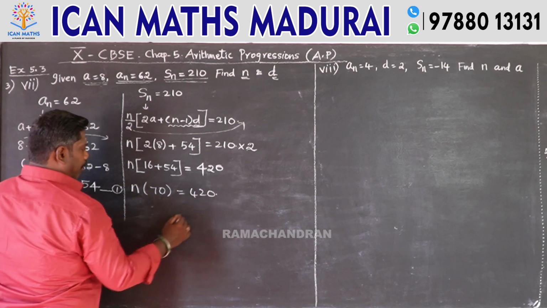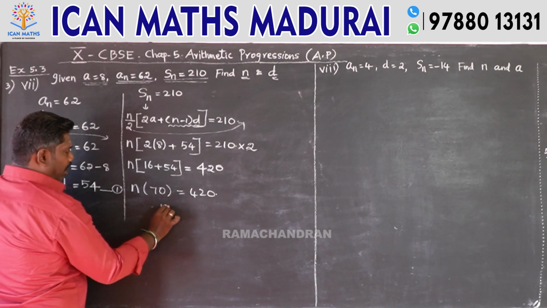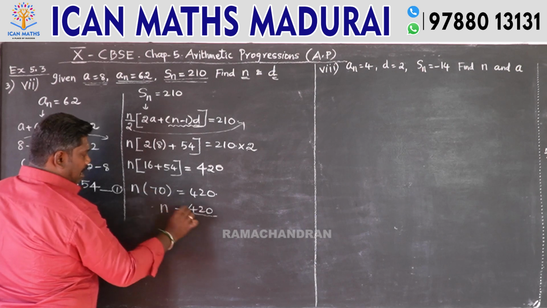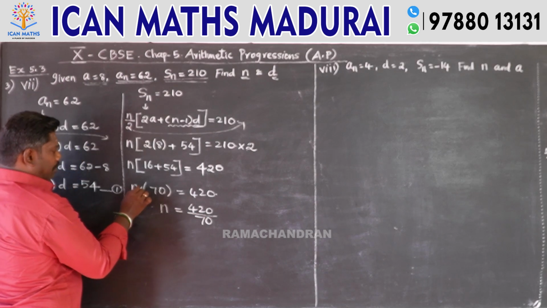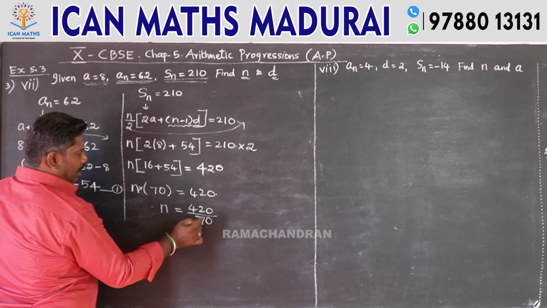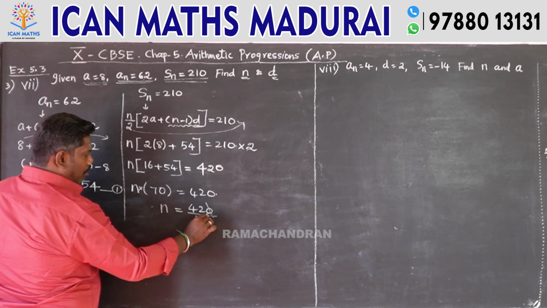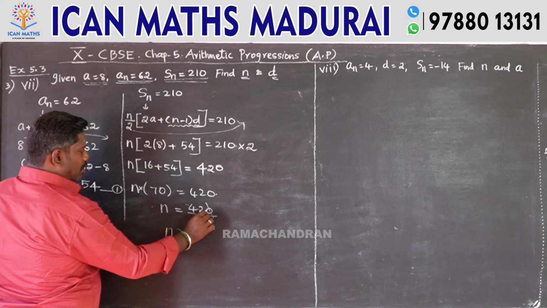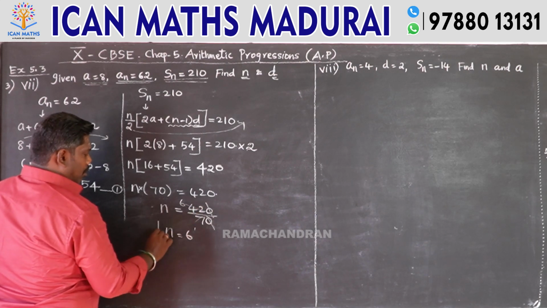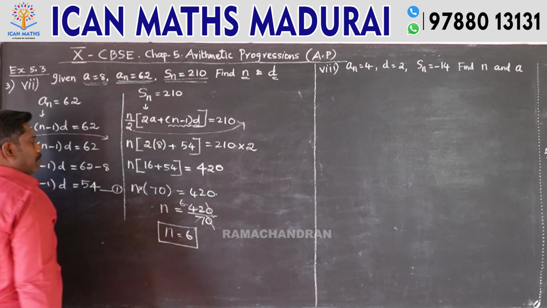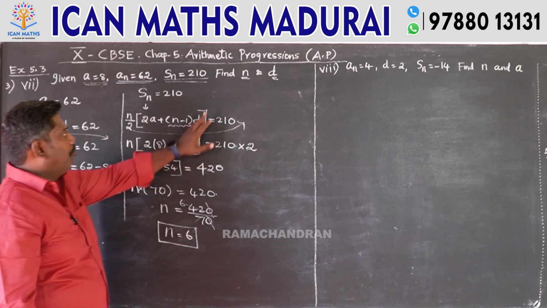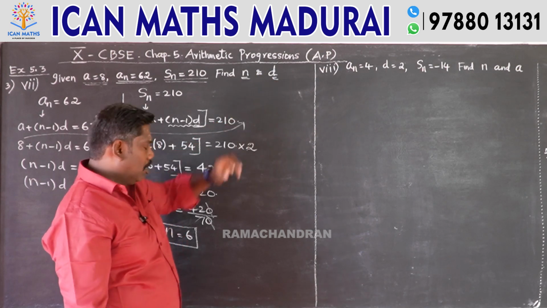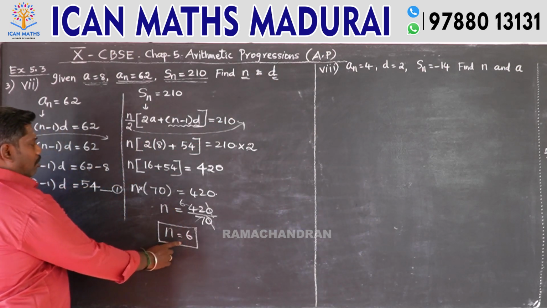So n into 70 is equal to 420. Now we need to find the value of n. The multiplication by 70 changes to the right-hand side and becomes division: 420 divided by 70. The zeros cancel. 7 ones are 7, 6 sevens are 42. So n is equal to 6. The question asks to find n and the common difference. Now we got the value of n, n is equal to 6.